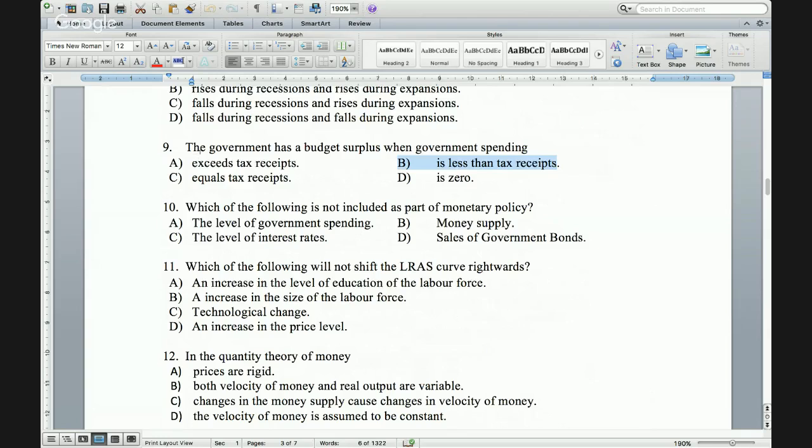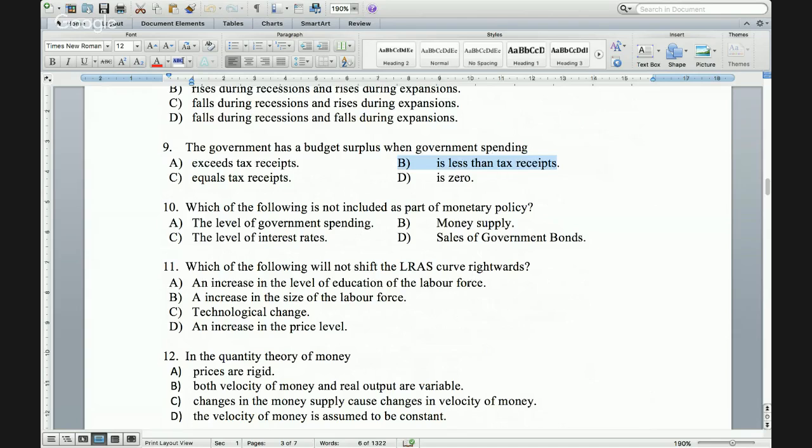Again, this question could be asked differently, but quite similar. The government has a budget deficit when government spending... Now, a deficit again is when you spend more than you actually receive in tax. So your answer in that case would be A. But for this question 9, the budget surplus is when government spending is less than tax receipts.